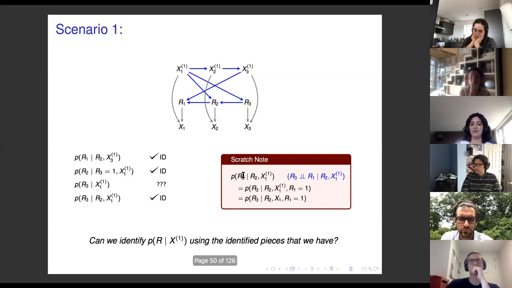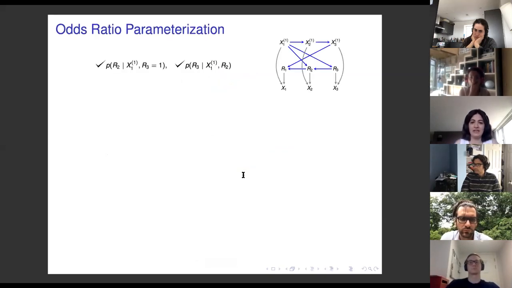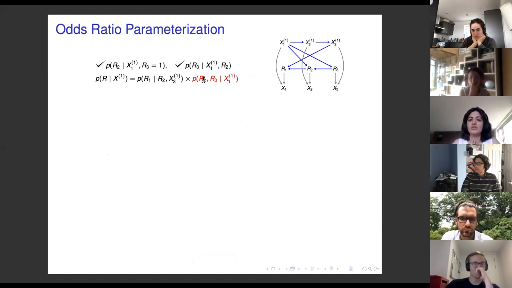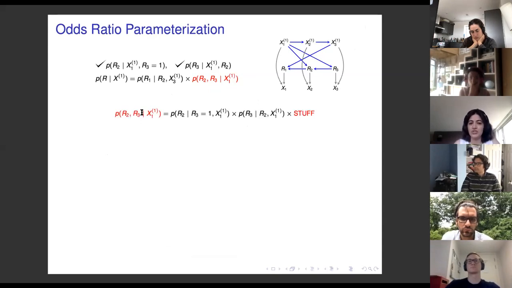So what does that mean? Can we now identify the missingness mechanism using these newly identified pieces that we have? The game plan here is to use the conditional densities that we identified to get the identification of the missingness mechanism. So let's look at the factorization of the missingness mechanism slightly differently. Let's write it down as the probability of R1 given parents times the joint distribution of R2 and R3 given their parents, which is just X11 here. It would have been awesome if we could write this joint distribution as these two conditional distributions that we identified times some leftovers that are easy to show are identified.